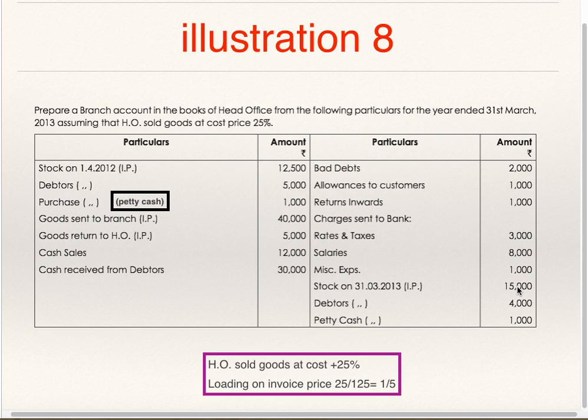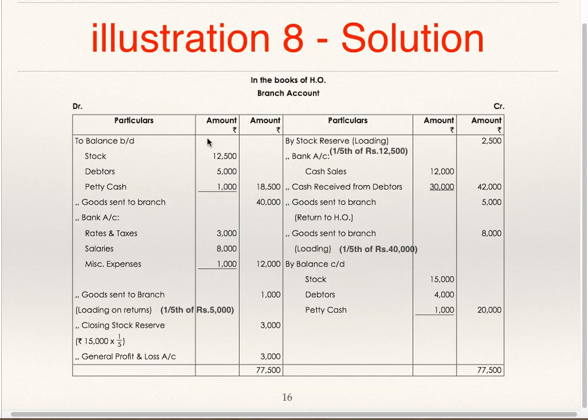debited to the branch account. Now see, opening stock, debtors and petty cash are given, and closing stock, debtors and petty cash are given. So there is no need of preparing any memorandum stock, debtors and petty cash account. To balance brought down, stock, debtors, petty cash. To goods sent to branch. To bank, rent and taxes, salaries and miscellaneous expenses. By stock reserve, loading 1/5 on 12,500. By bank, cash sales and received from debtors.